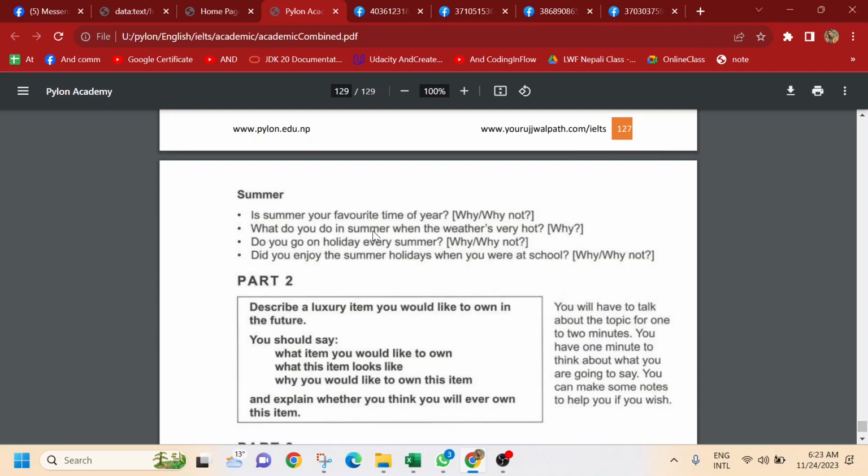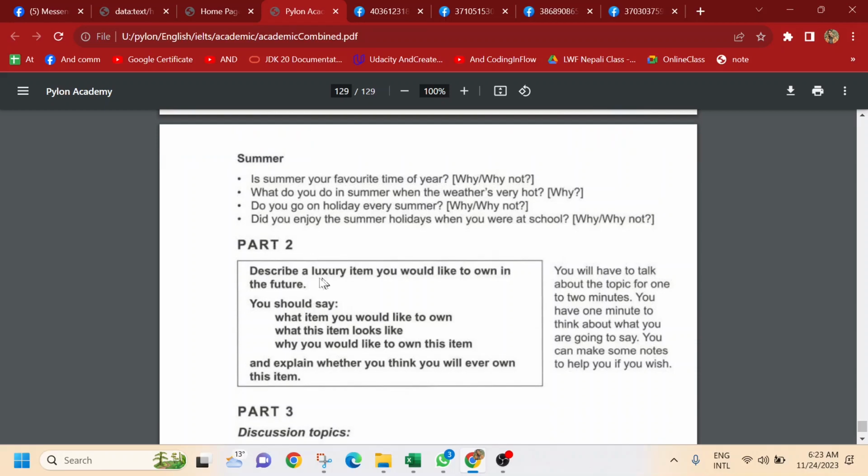So this is a sample from the Cambridge book. This is from part 1, and you would get 10 to 11 questions. So here's the extract for summer, and you would of course get 2 more topics, making the questions a little longer. So that's about part 1. And for part 2, let me show you this one. This is a sample question.